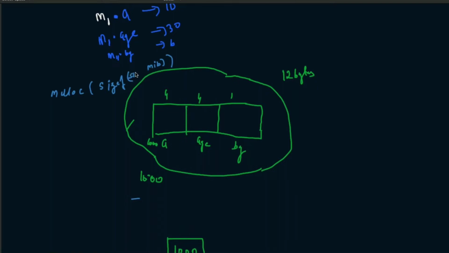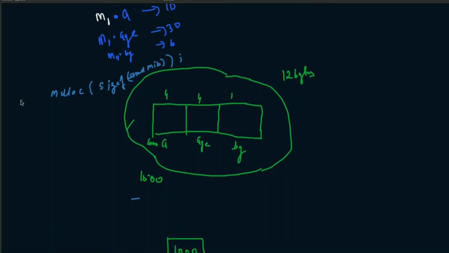So what will I use? Struct. Sorry, I couldn't write it properly. I'll use struct MIB, the structure type, right? So it will give you what? The sizeof will return 12, and 12 is given to malloc. What will this malloc do? It will go and create this memory like this, and it will give me the initial address.